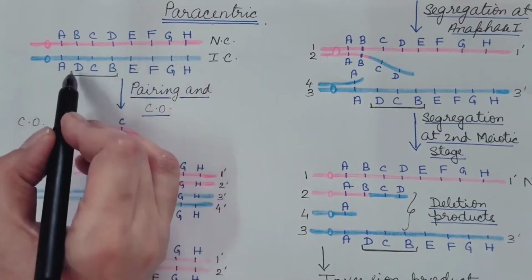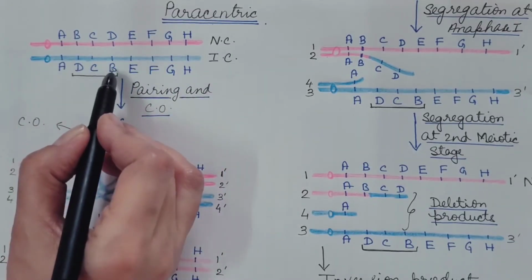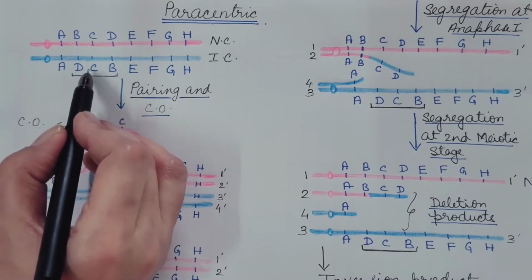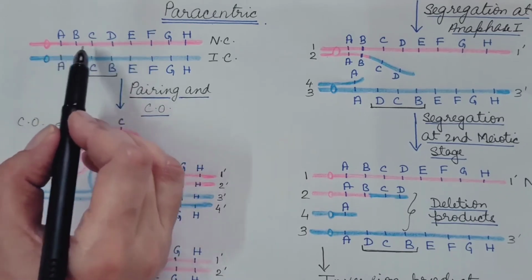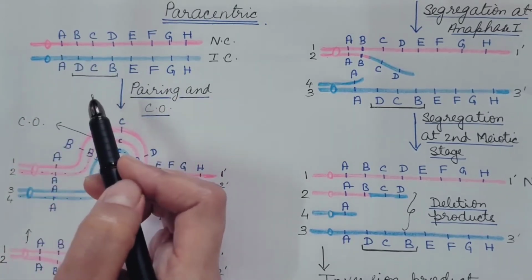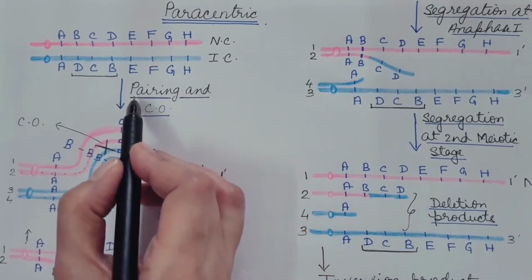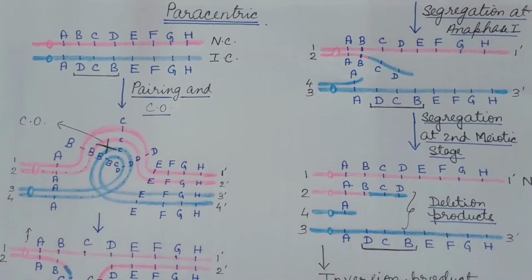This is the chromosome with the inverted segment. This is the inverted segment. It has the sequence DCB instead of BCD. Then the duplication of this chromosome takes place, and after that pairing and crossing over takes place.